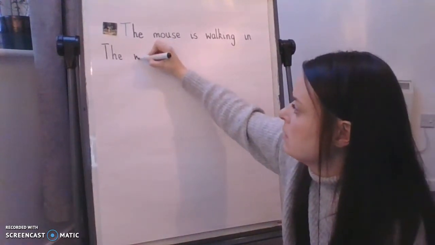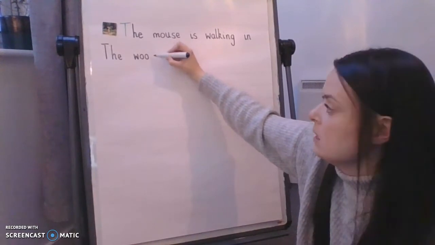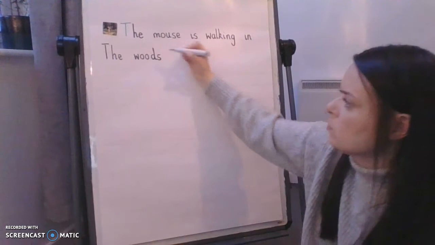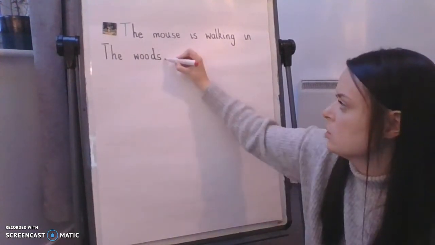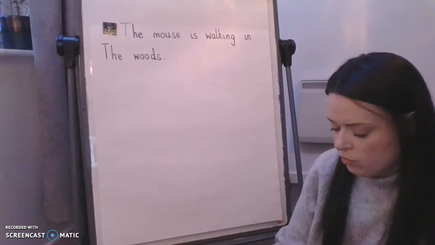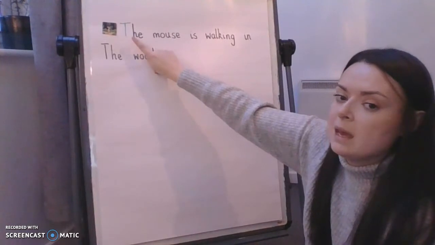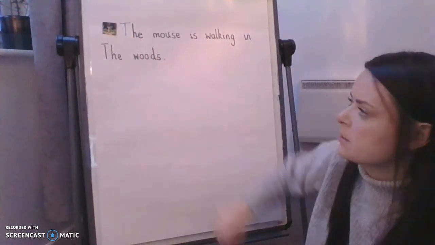Okay, so we've got our short oo that we're actually learning next week. W, u, d, s. And what do I need at the end of my sentence? A full stop. Brilliant. Right, shall I check over my sentence now? Do you want to read with me? The mouse is walking in the woods.